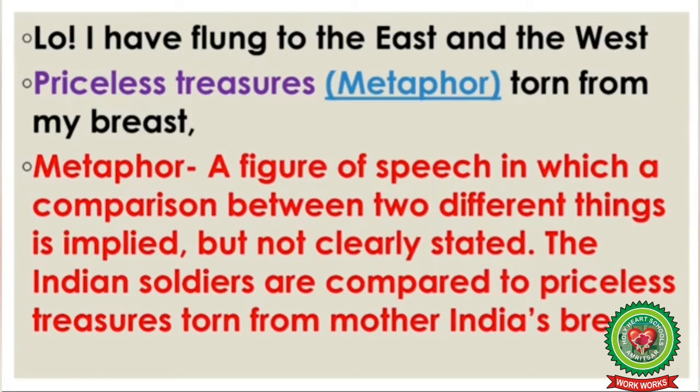So here the poet has used a literary device named metaphor. Priceless treasures is a metaphor. Now what is metaphor, children? A figure of speech in which a comparison between two different things is implied but not clearly stated. The Indian soldiers are compared to priceless treasures torn from Mother India's breast. So priceless treasures are compared to brave Indian soldiers. So the poet has not used any "as" or "like." That is why it is a metaphor.